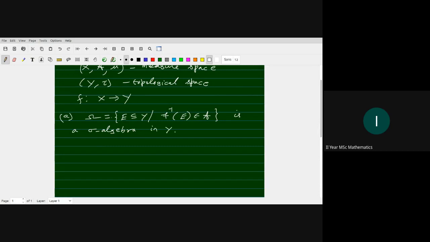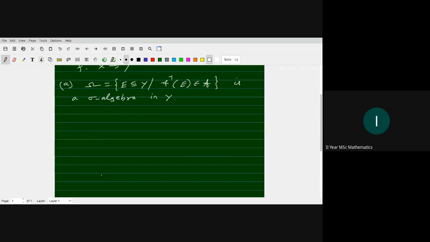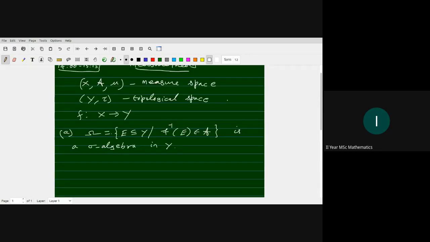It's a sigma algebra on Y. It can be easily proved. The actual result: suppose we have the function f from X to Y, and a set E belongs to omega, which means its inverse image must be in script A.